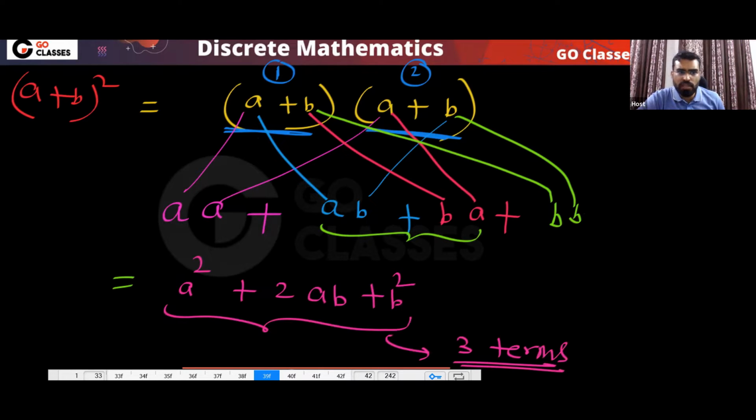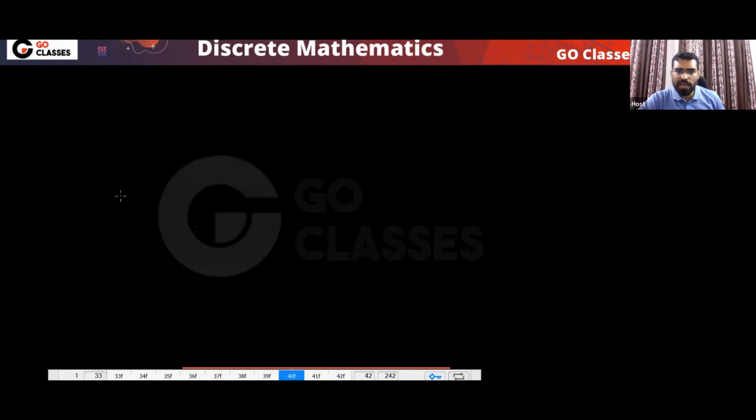Can you notice in all the terms, number of a plus number of b, that is 2, right? Like here, number of a is 2. Here, number of a plus number of b, that is 2. Here, number of a plus number of b, that is 2. So number of a plus number of b, that is always 2. Why this is happening? This is happening because of this. You have a plus b, you have a plus b.